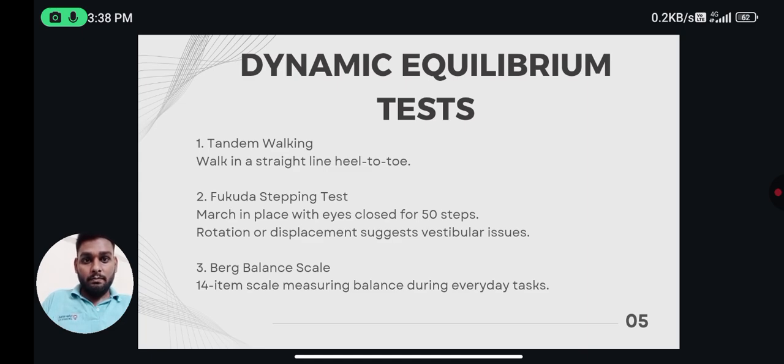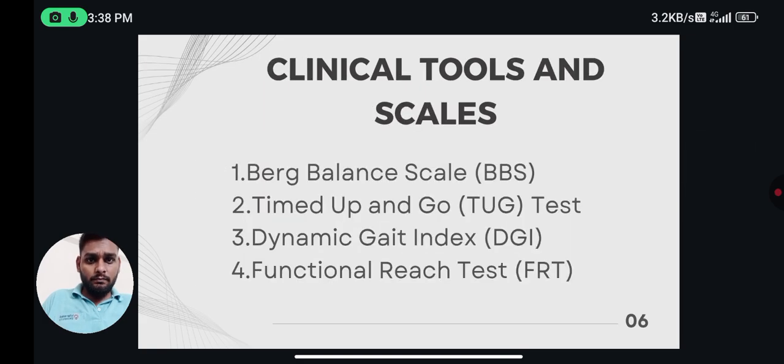Third is the Berg Balance Scale, a 14-item scale measuring balance during everyday tasks. We will give this to the patient. Now the clinical tools and scales for the equilibrium test. The first is the Berg Balance Scale, then the Timed Up and Go (TUG) test, the Dynamic Gait Index, and the Functional Reach Test.